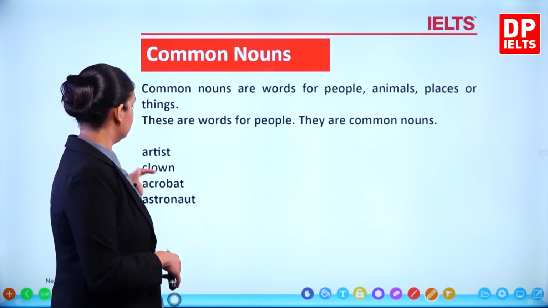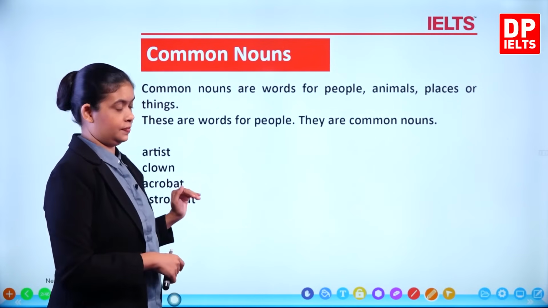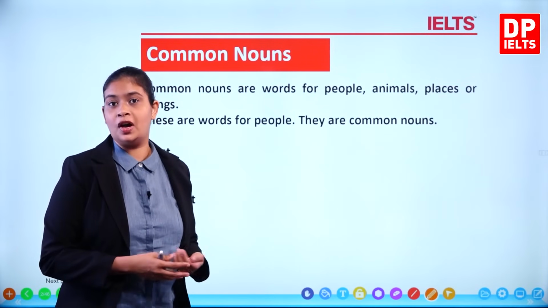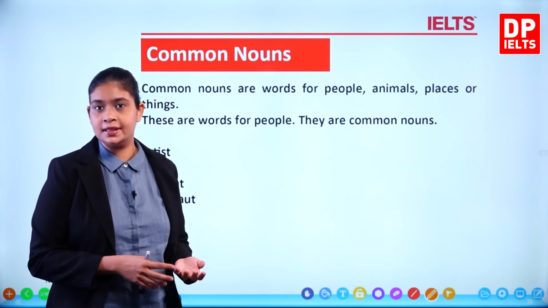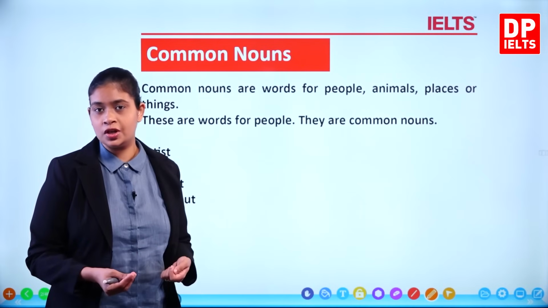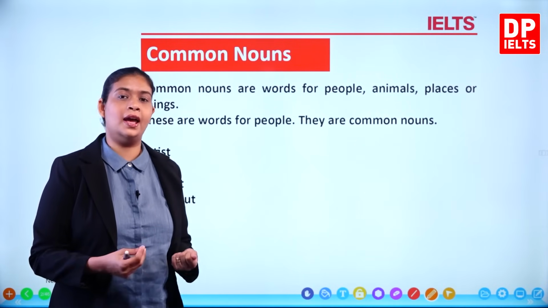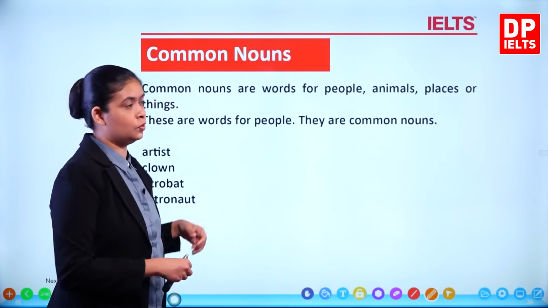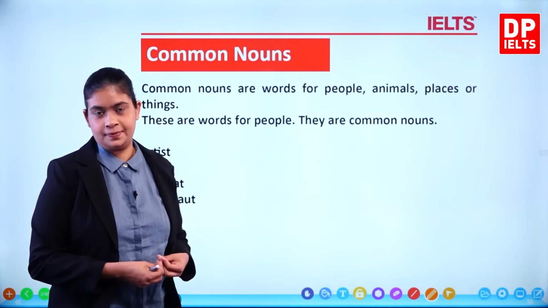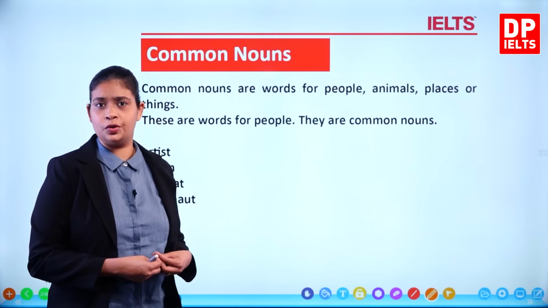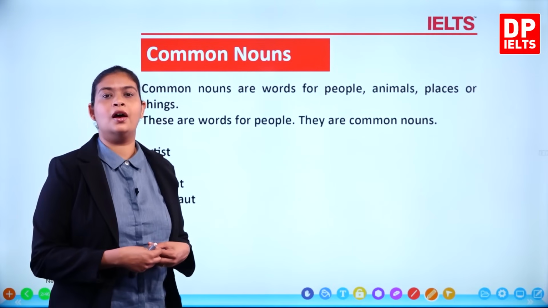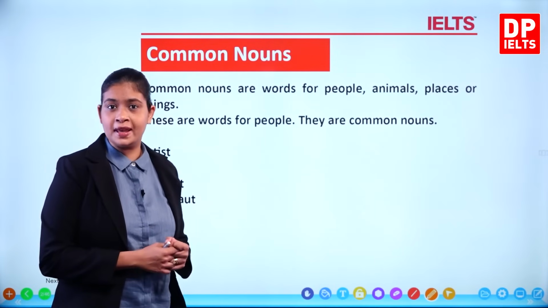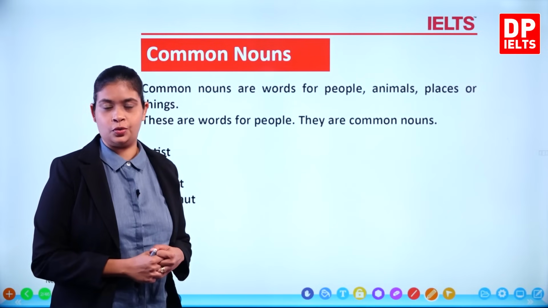Artist, clown, acrobat, astronaut. Okay? So, artist is a person who does any kind of artistic work. It could be a painter, it could be a person who draws pictures or a person who is acting, okay? But then actors are also called actors or actresses. So an artist in general could be used for any artist. A clown, astronaut. So any person who goes or studies about the sky, who goes up into space, they could be called astronauts.